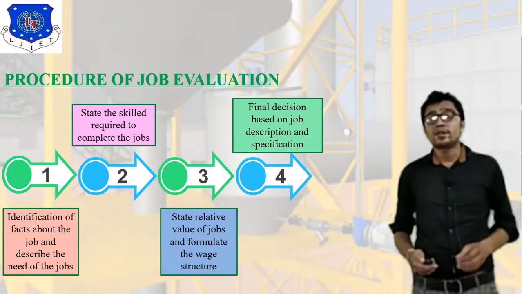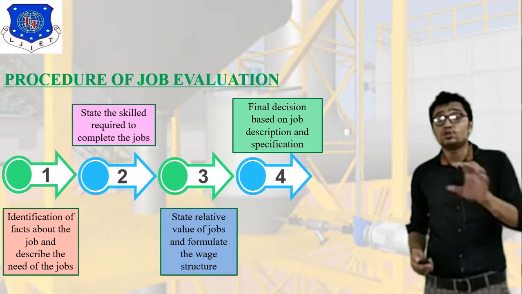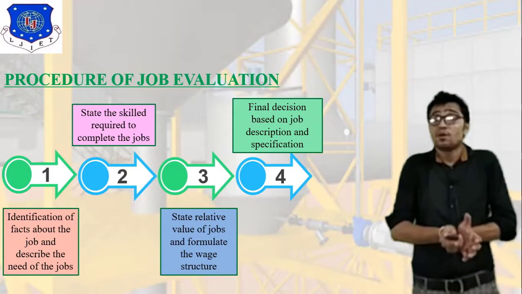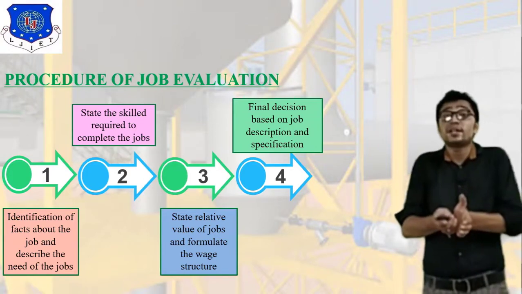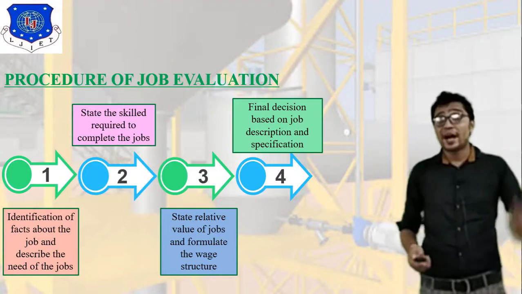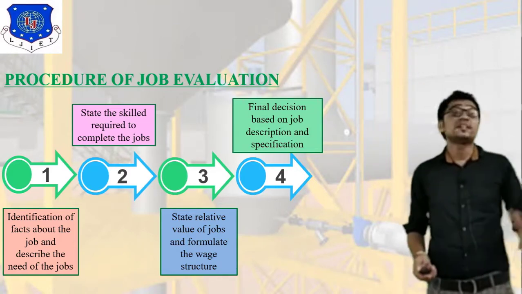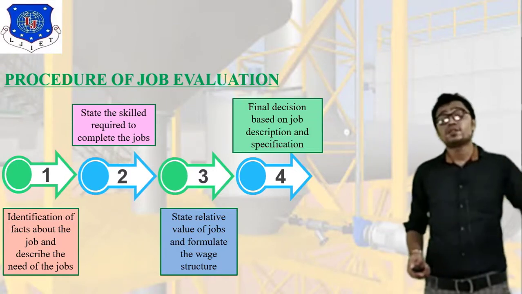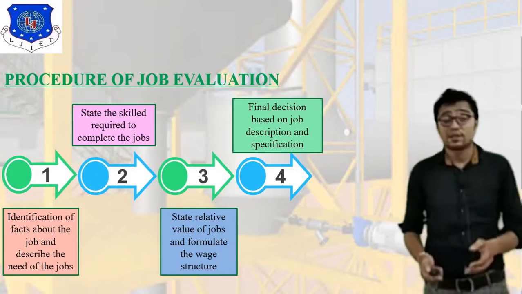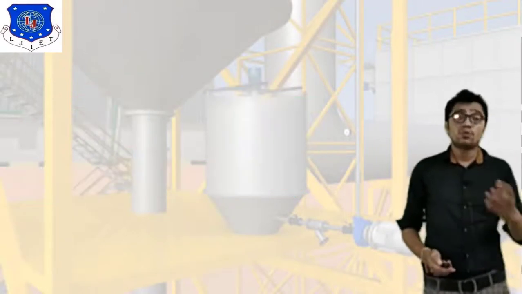Fourth, an important topic, is the final decision or final evaluation based on job description and specification. So these are the structure and the roles and responsibility of job evaluation. Identification of facts. Number two, state the skill requirement. Third, based on that job you must determine the salary, wage structure and incentive structure, and the final decision based on job description and specification. So move forward to the next slide.